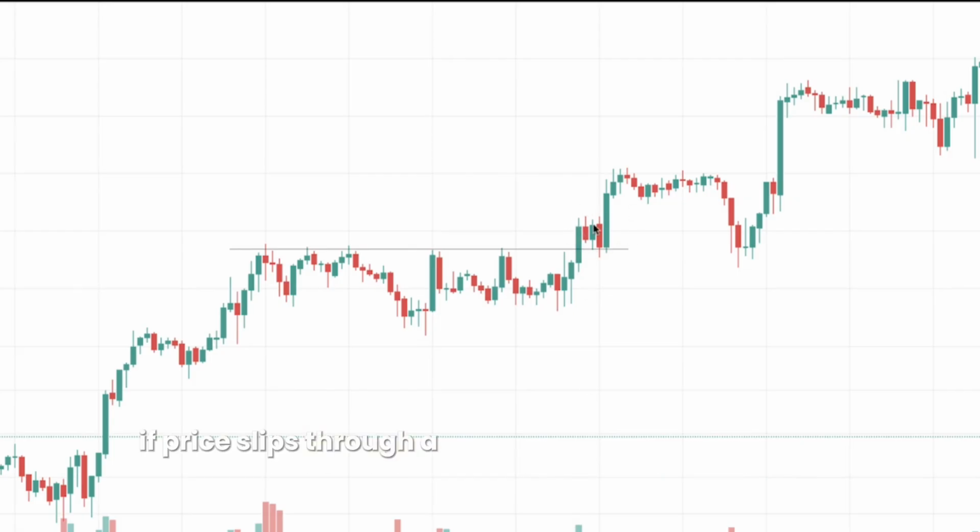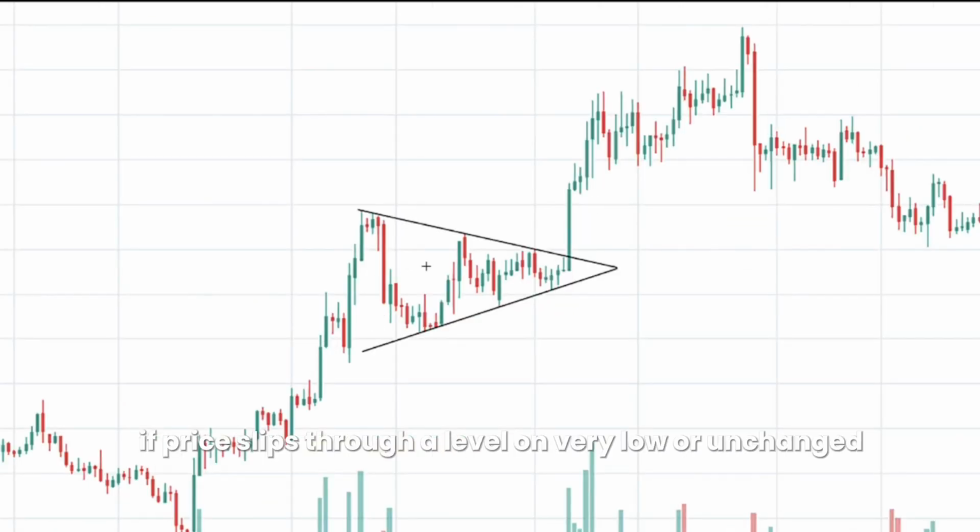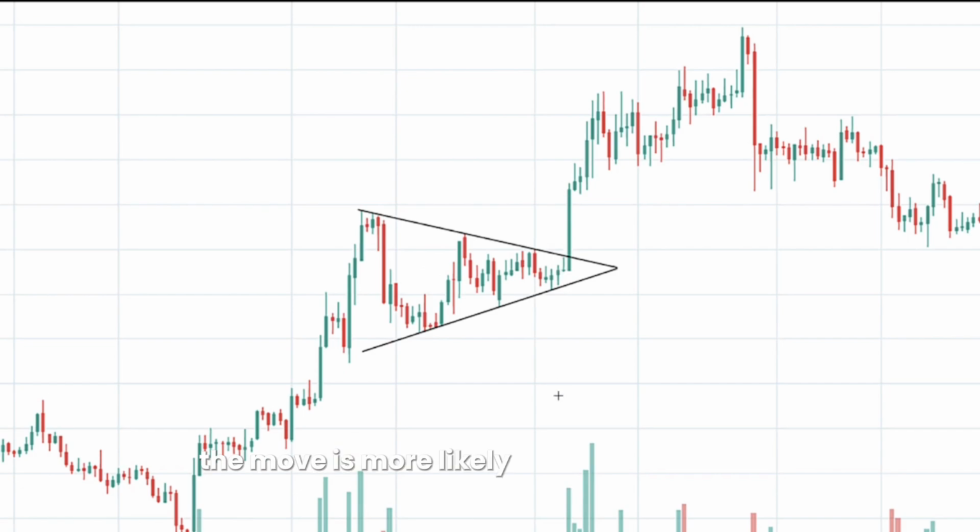If price slips through a level on very low or unchanged volume, the move is more likely to be a false breakout that may fail and snap back into the prior range.